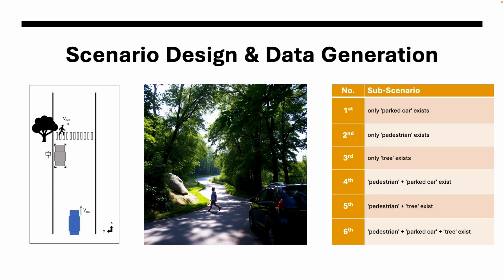We define 6 sub-scenarios, as you can see on the right-hand side, with different combinations of the pedestrian, the parked car, and the tree to analyze detection accuracy in isolation and in cluttered environments.